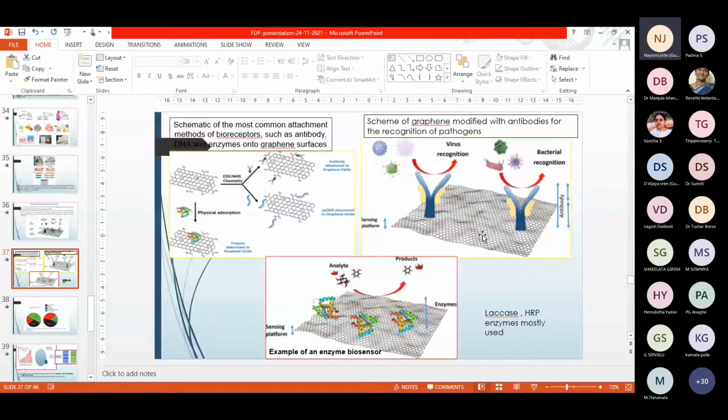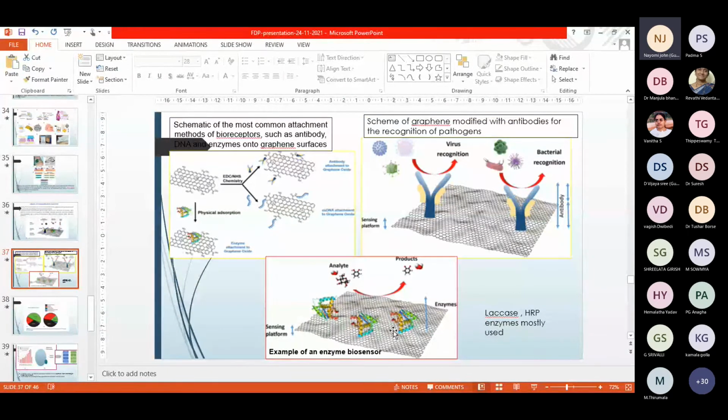record. In the same way, in enzyme biosensors, graphene sheets act as the transducers, and enzymes are immobilized here. With analytes, for example glucose, as a simple example, products will be released, and whatever electrons are released will be transformed into a measurable signal. The enzymes mostly used in graphene enzyme biosensors are laccase and HRP. There is so much literature going on in this field.